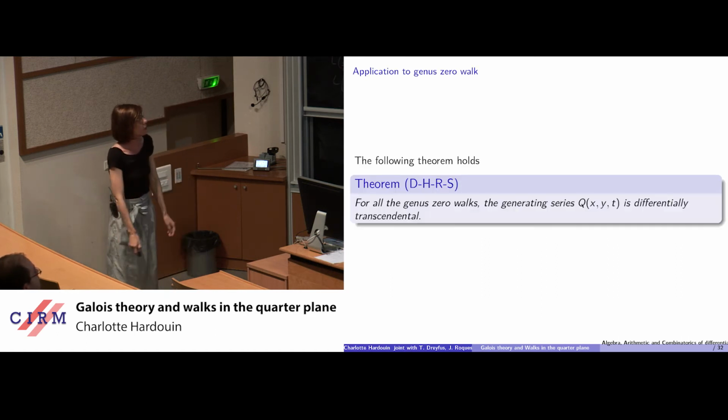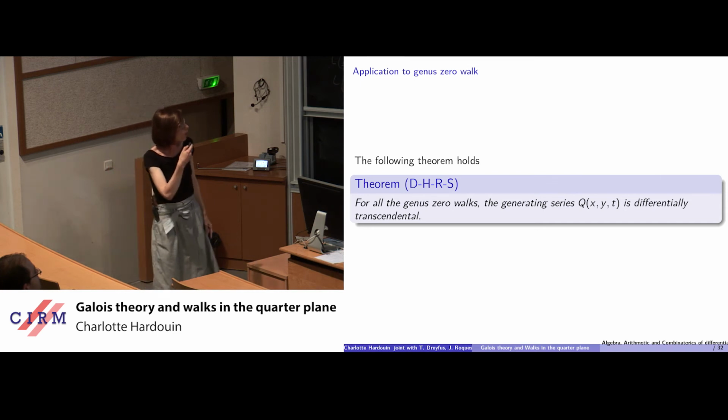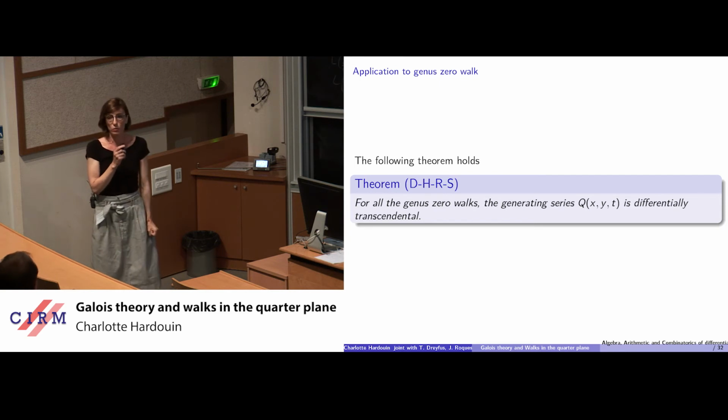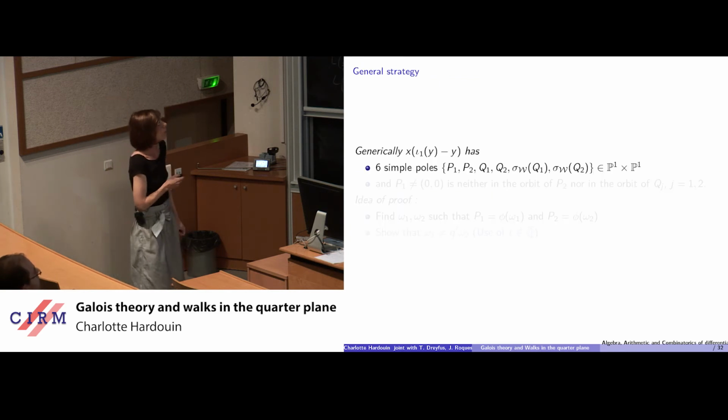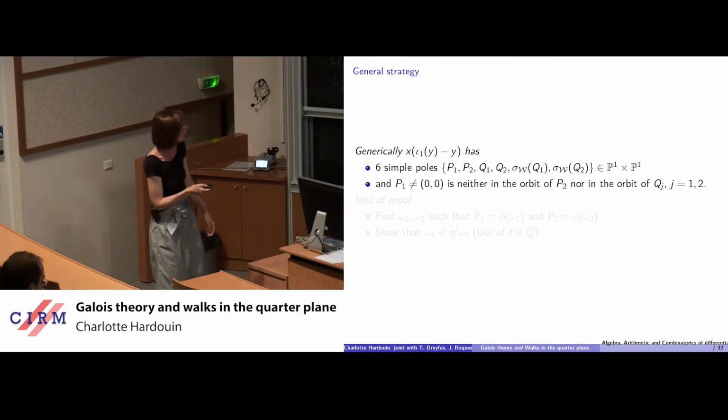Okay, so in genus 0, everything works very well. And you can show that for all the genus 0 walks, the generating theory is differentially transcendental. So how does it work? Generically, your function, the one you are interested in, you can look at it in P1 times P1, and you can show that it has 6 simple poles. None of these guys are the singular points, so you can pull them back uniquely on the side of P1.